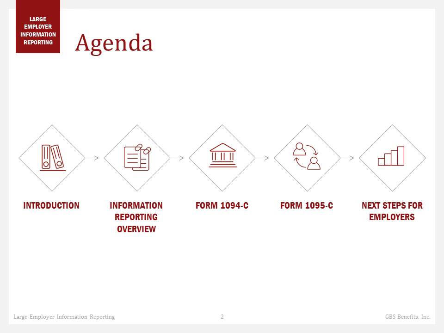So today our agenda will be as follows. I'm going to give you a short introduction and then an information reporting overview that affects everything to do with information reporting, and then we'll dive line by line into Form 1094-C and then Form 1095-C, and then we'll finish up with next steps for employers.